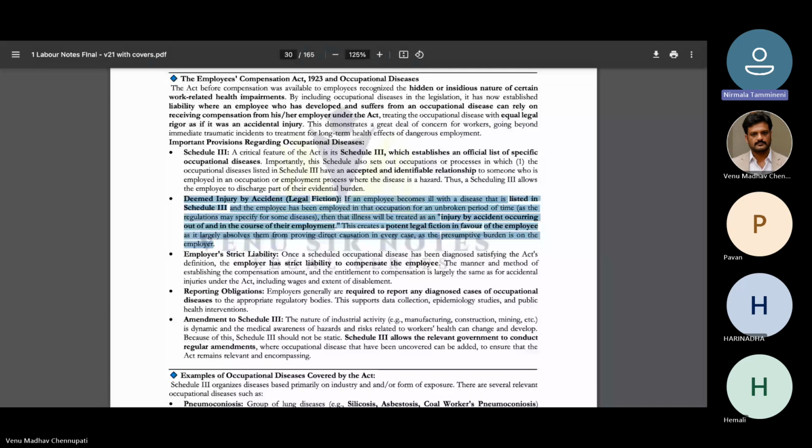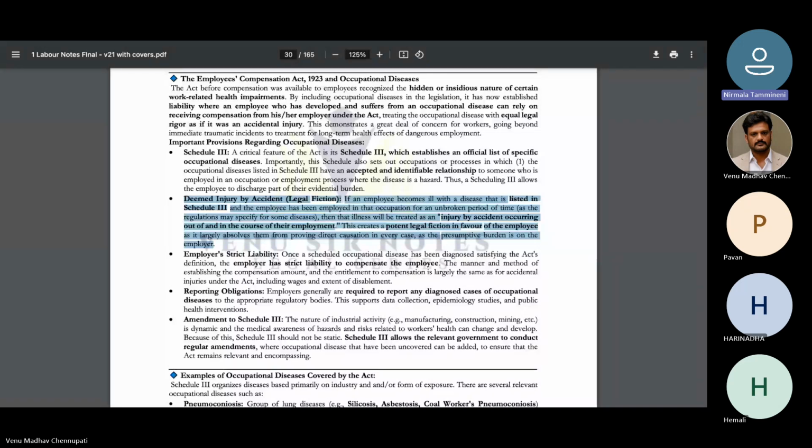Amendment to Schedule 3. The nature of industrial activity, for example manufacturing, construction, mining, etc., is dynamic, and the medical awareness of hazards and risks related to workers' health can change and develop. Because of this, Schedule 3 should not be static. It should allow the relevant government to conduct regular amendments where occupational diseases that have been uncovered can be added to ensure that the Act remains relevant and encompassing. For example, in earlier times carpal tunnel syndrome did not exist. After computers have come, all these diseases have come up, right? So this is what they are saying. Schedule 3 should be dynamic, so additions and modifications can be done.